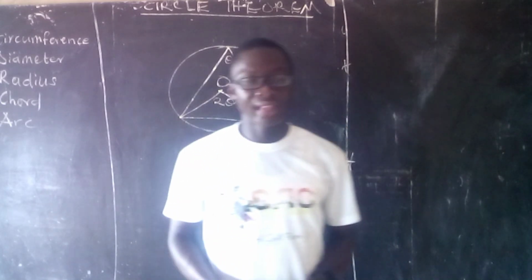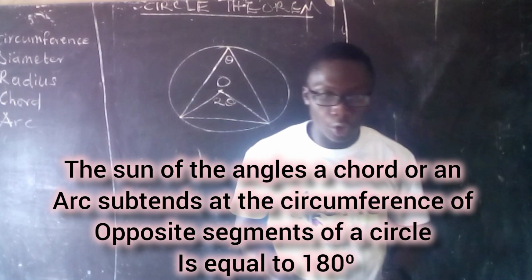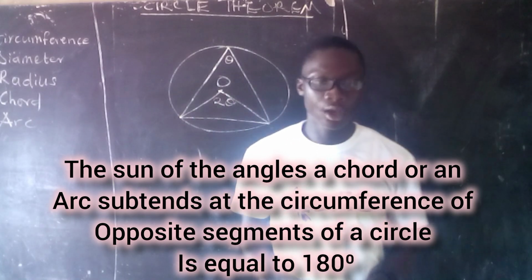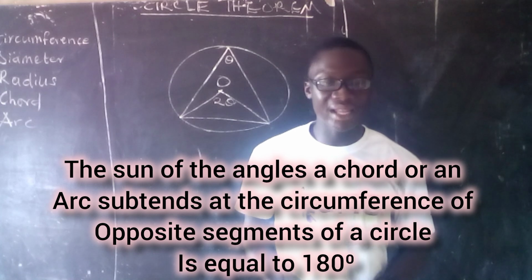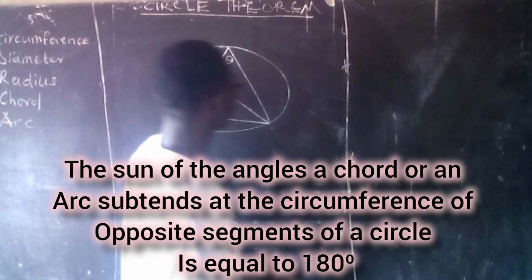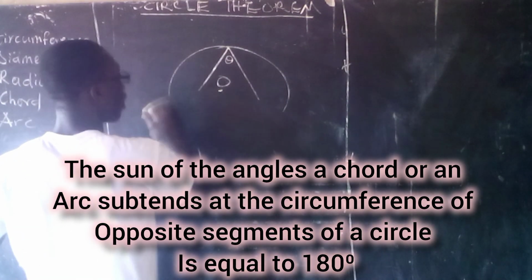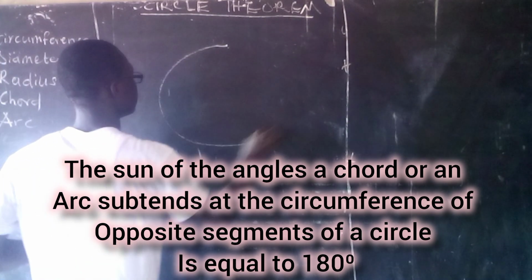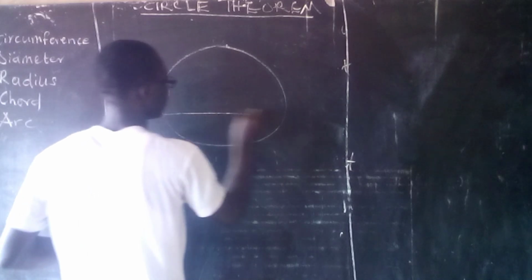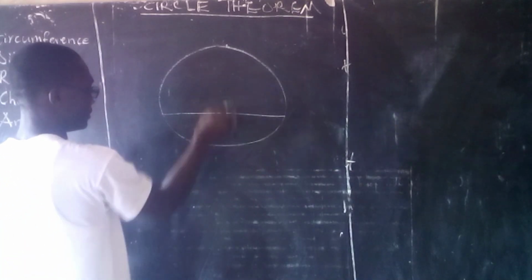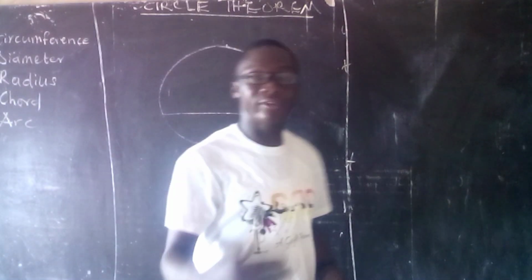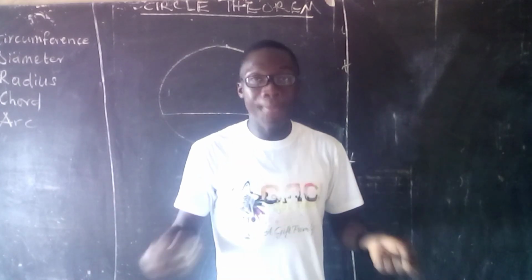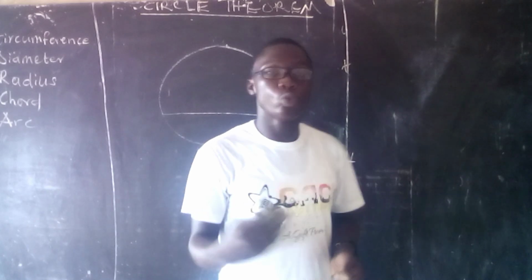Number 3. The sum of the angles a chord or an arc subtends at the circumference of the opposite segment of a circle is equal to 180 degrees. So let's say we have a circle with a chord. We divide the circle into 2 segments. We are saying that the sum of the angles that the chord subtends to the opposite segments add up to 180 degrees.